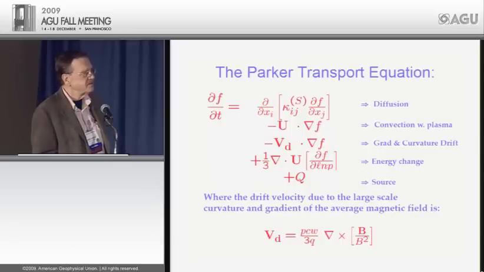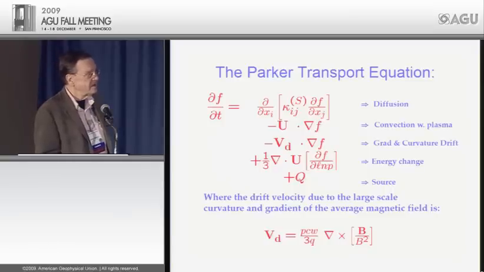So this is the equation we feel gives the behavior. This term here involving the divergence of the flow velocity contains all of the energy change. The effects of the electric fields in the heliosphere changing the energy is all contained in this divergence of U, because in MHD the magnetic field and the flow velocity determine the electric field. And added here are the drift velocities, which I'll discuss later. This is the gradient and curvature drifts.